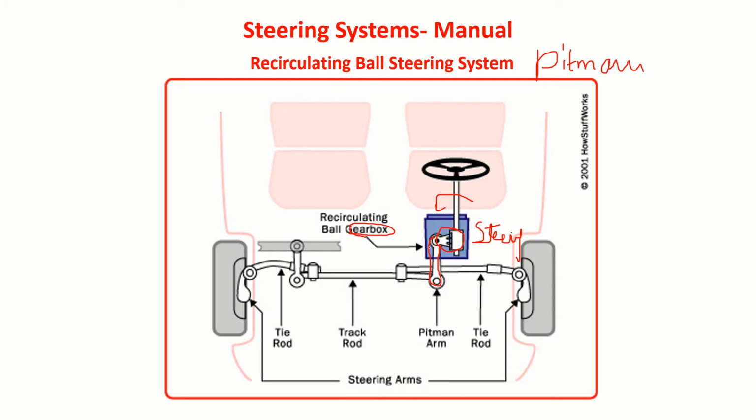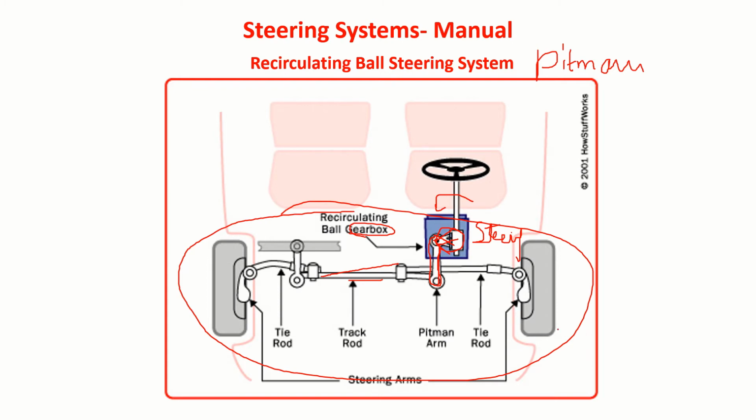So now as we steer this, it might move like this, or depending on the direction, it will move this way, so that this will move up and down and be able to pull this. This in turn will drive this tie rod, and in turn the steering arm like this. So this is another kind of steering system that we use.